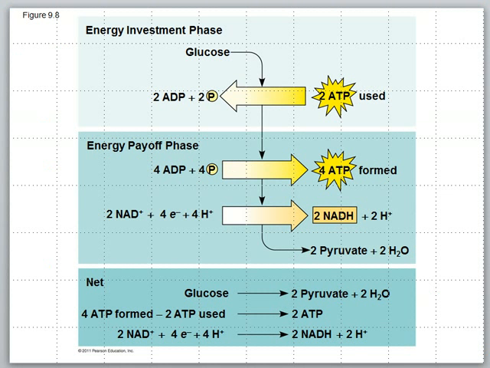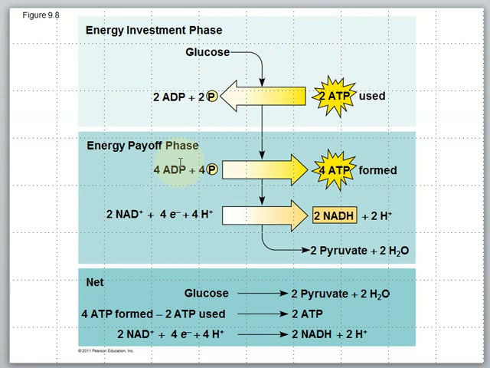This little flowchart or model kind of helps you understand what's happening in glycolysis. So we're starting here at the top. We have what's called the energy investment phase. So the cell has to actually use energy to get this to happen. The cell actually uses two ATP molecules to break the glucose down into two pyruvate molecules. And that's going to also produce a couple of other things, two ADP molecules and two phosphorus groups.